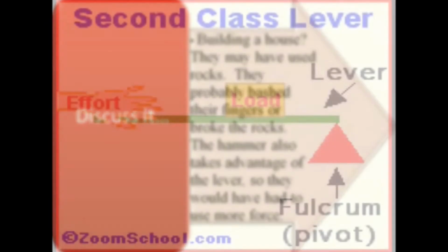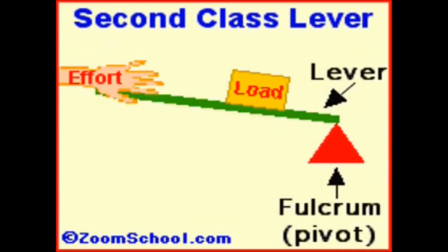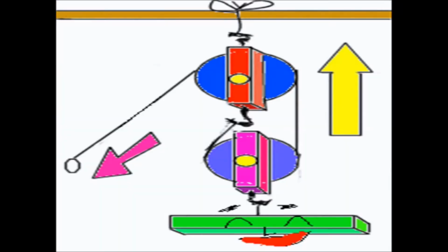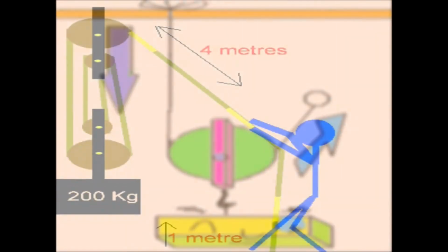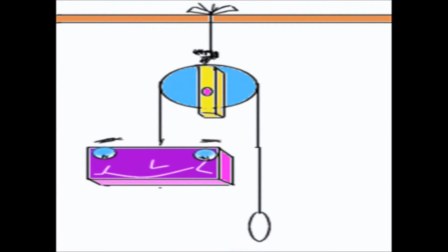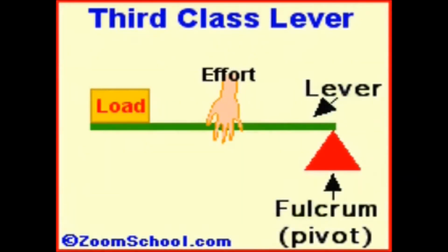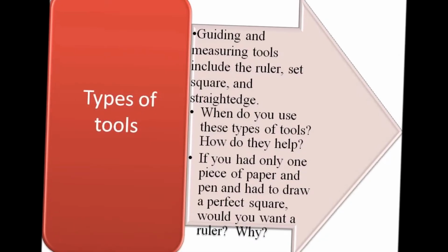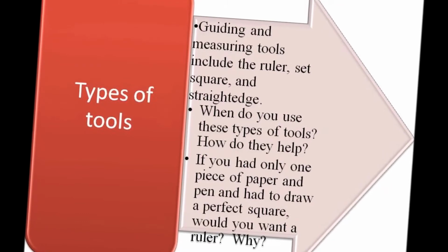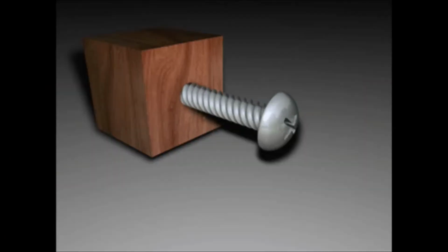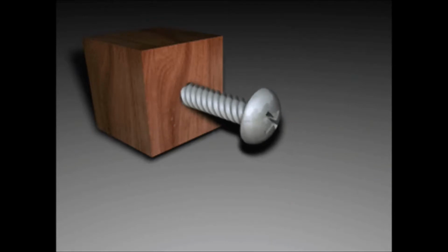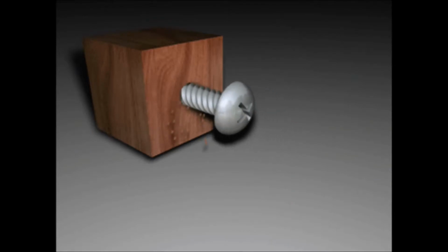Discuss how building a house takes place. They may have used rocks. They probably bashed their fingers or broke the rocks. The hammer also takes advantage of a lever, so they would have had to use more force. Yet another type of tool is guiding and measuring tools, which include the ruler, set square and straight edge.